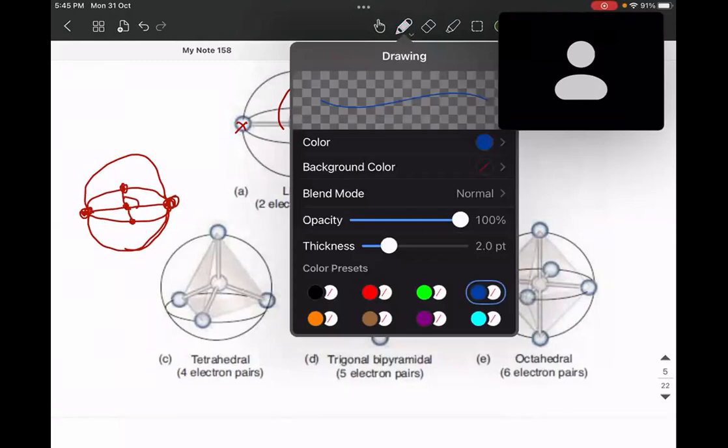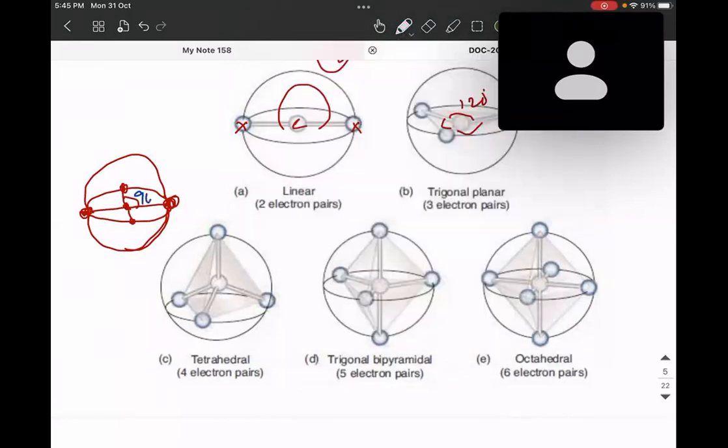How much will it become? 90 degrees. But if you consider tetrahedral, it becomes 109 degrees 28 minutes. So compare these two: which will be more stable? I told you, when you have more than one atom, they will be as far apart as possible. The repulsion is minimum when the atoms are as far apart as possible.